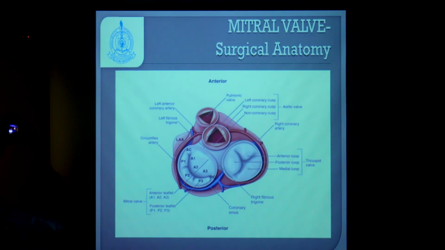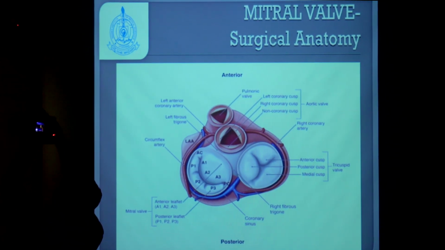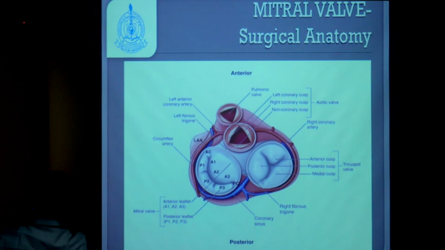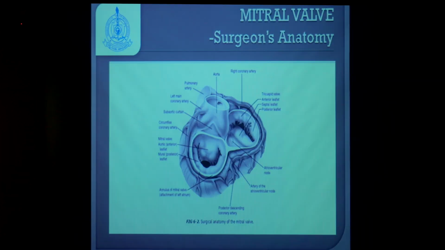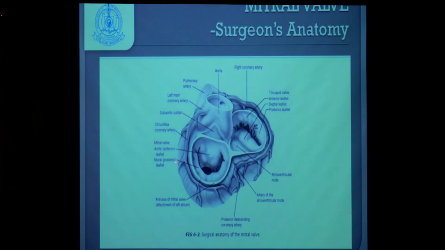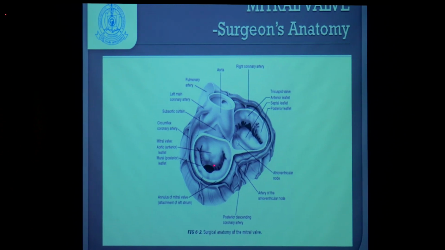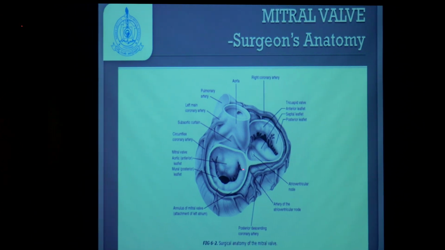This is the surgical anatomy of the mitral valve. This is a cut section of the mitral valve. That is how the mitral valve is seen when we see it from the base of the heart. There are scallops that are seen in the posterior segment. This is from lateral to medial. There are P1, P2 and P3, and the corresponding segments are A1, A2 and A3.